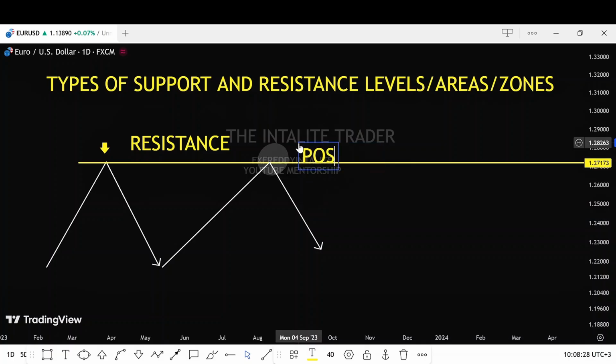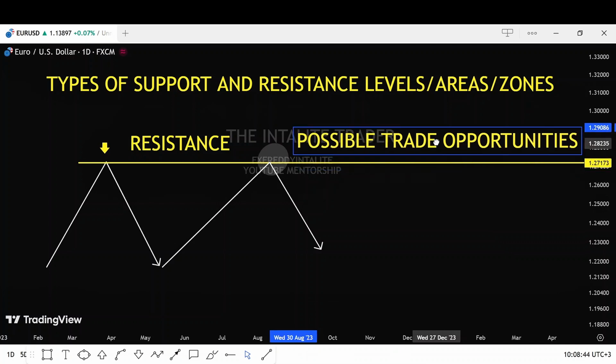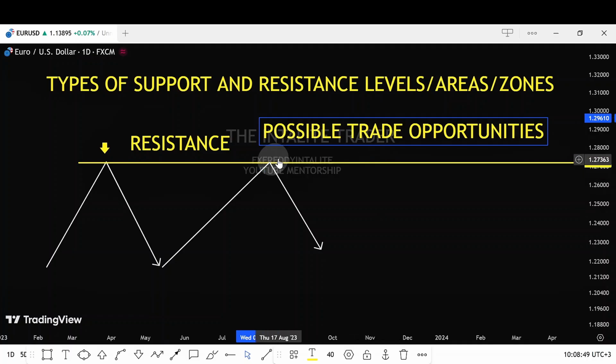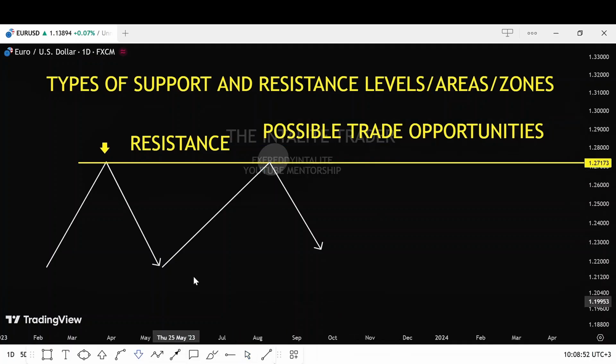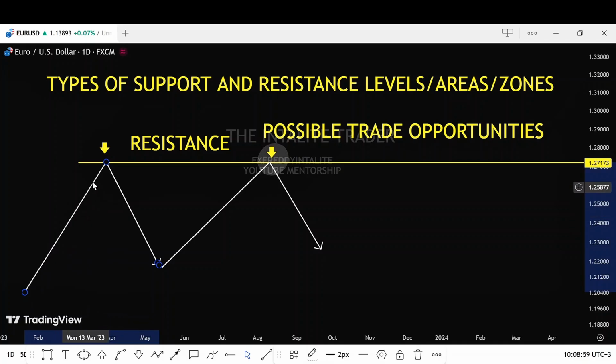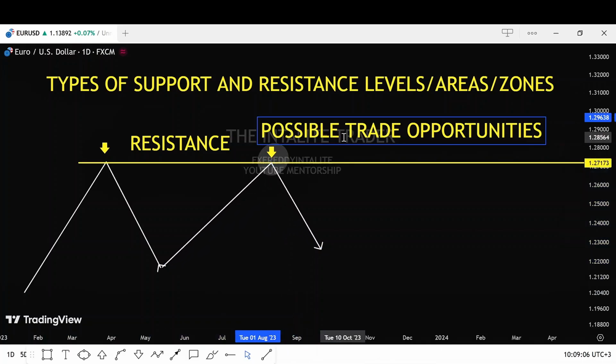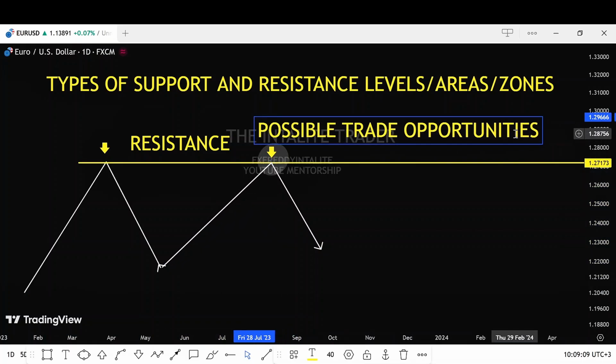So you find possible trade opportunities. Here, when price comes back into the same area, it is going to give you opportunities here. So what you do, the first thing we said, mark the level, then wait for price to come back into the same area and look for the possible trade opportunities.